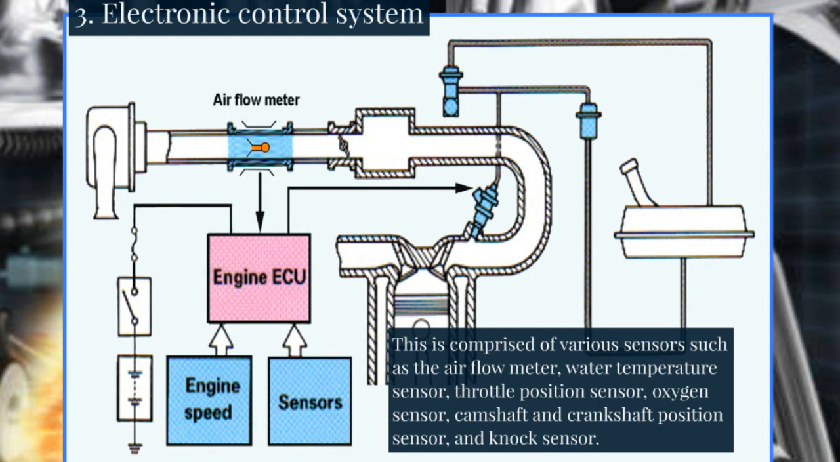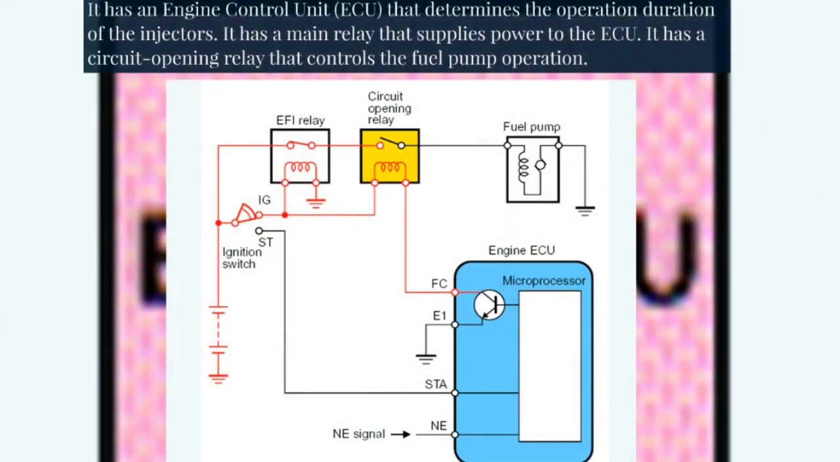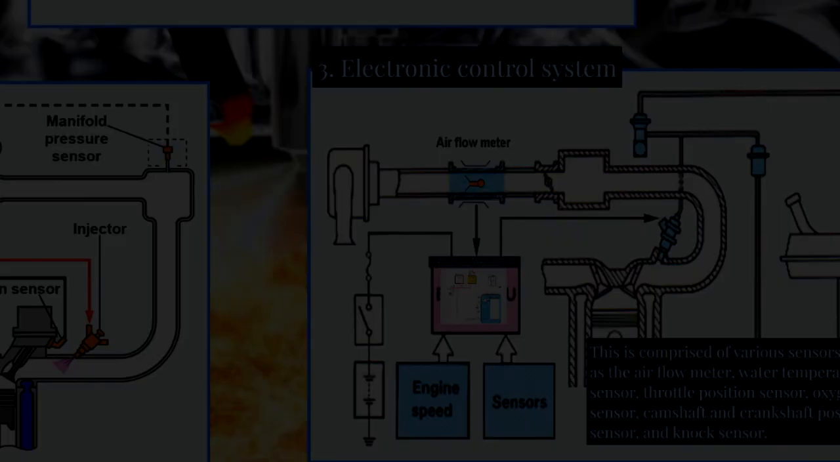Electronic control system. This is comprised of various sensors, such as the airflow meter, water temperature sensor, throttle position sensor, oxygen sensor, camshaft and crankshaft position sensor, and knock sensor. It has an engine control unit (ECU) that determines the operation duration of the injectors. It has a main relay that supplies power to the ECU, and a circuit opening relay that controls the fuel pump operation. This brings us to the end of this topic.